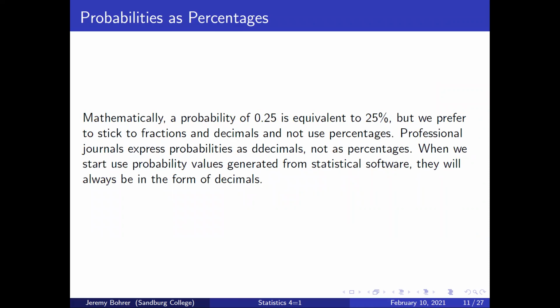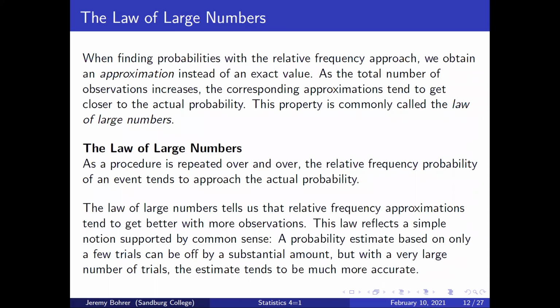Mathematically, a probability of 0.25 is equivalent to 25%, but we prefer to stick to fractions and decimals and not use percentages. Professional journals express probabilities as decimals, not as percentages. When we start to use probability values generated from statistical software, they will always be in the form of decimals.